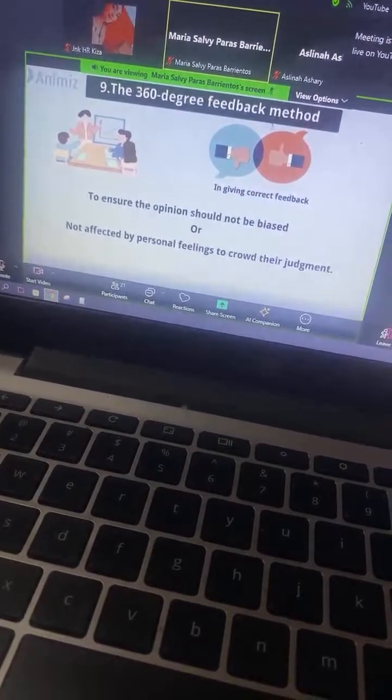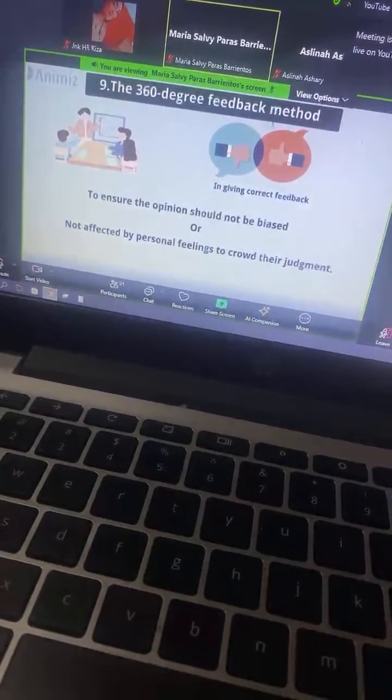There you have it, 9 effective ways to measure productivity in the workplace.